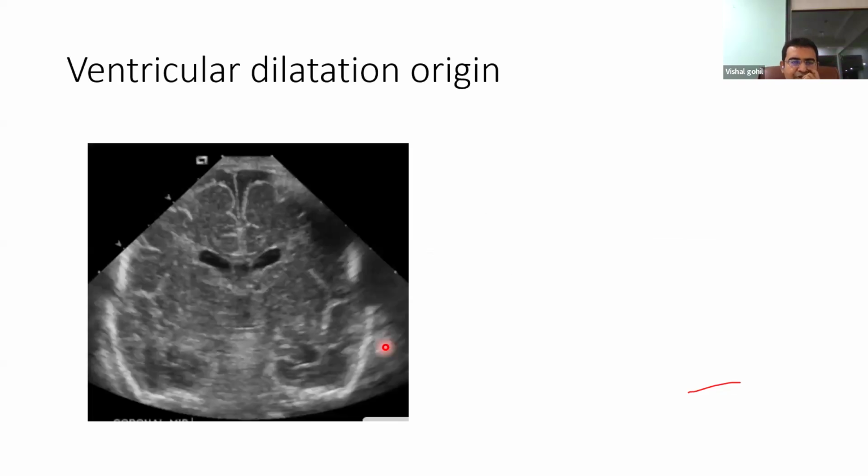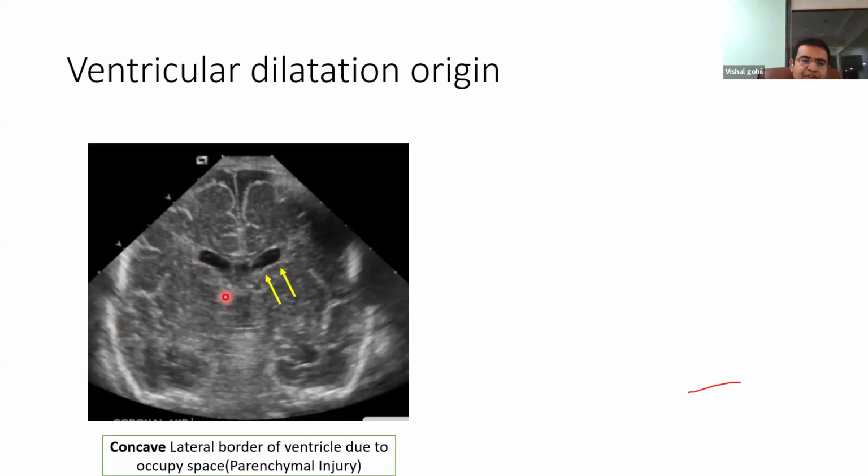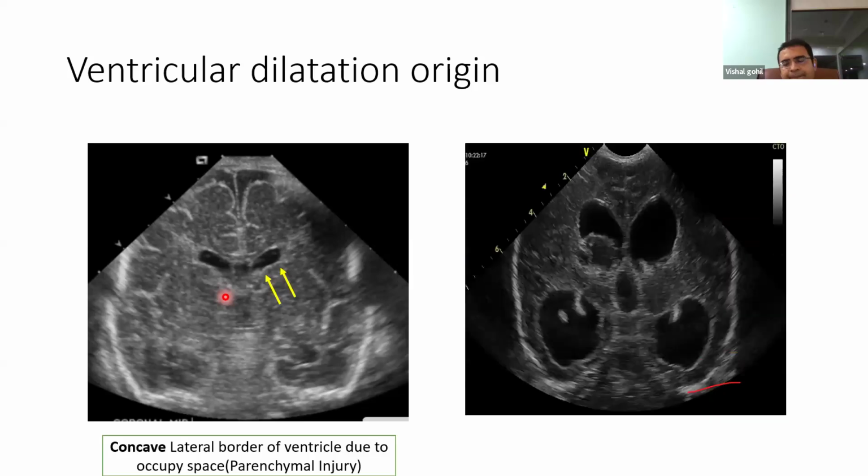Okay. So how will you diagnose the origin? If you see in this image, ventricular dilatation is there. And you have to see the lateral wall of your lateral ventricle. If it is a concave surface, that means it is because of the parenchymal injury. Okay. This is the most important point to remember.